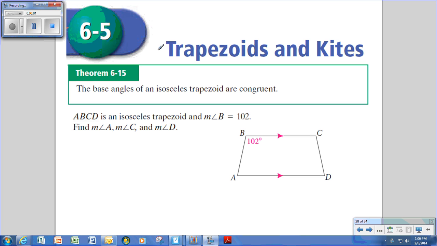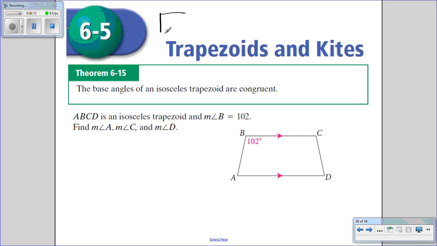Lesson 6.5 talks about trapezoids and kites. So let's go over what a trapezoid is. A trapezoid is any four-sided shape that has exactly one pair of parallel sides. Those are called the bases.